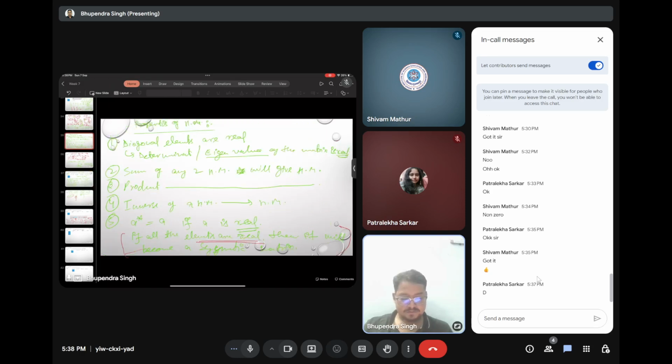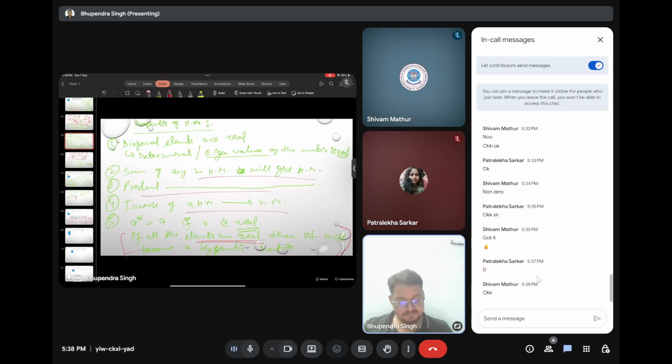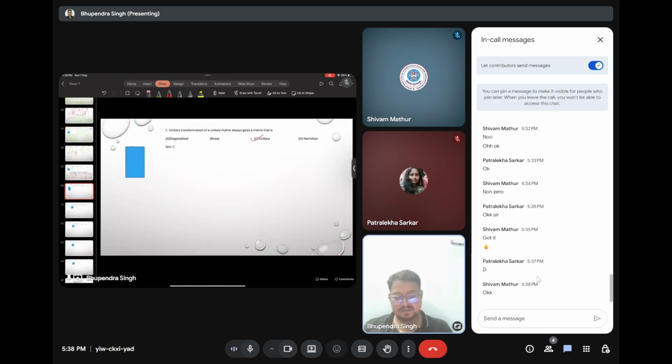See, some product inverse will always give you the Hermitian. Similarly here, unitary transformation of a unitary matrix always gives a unitary matrix. Okay, moving to the next question. Is it clear, guys? Question number 5.